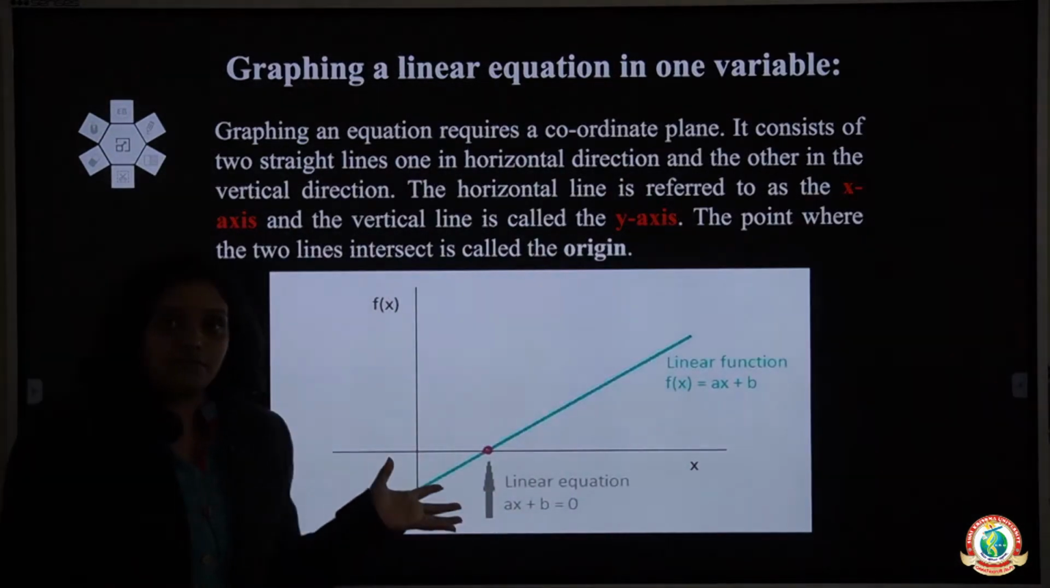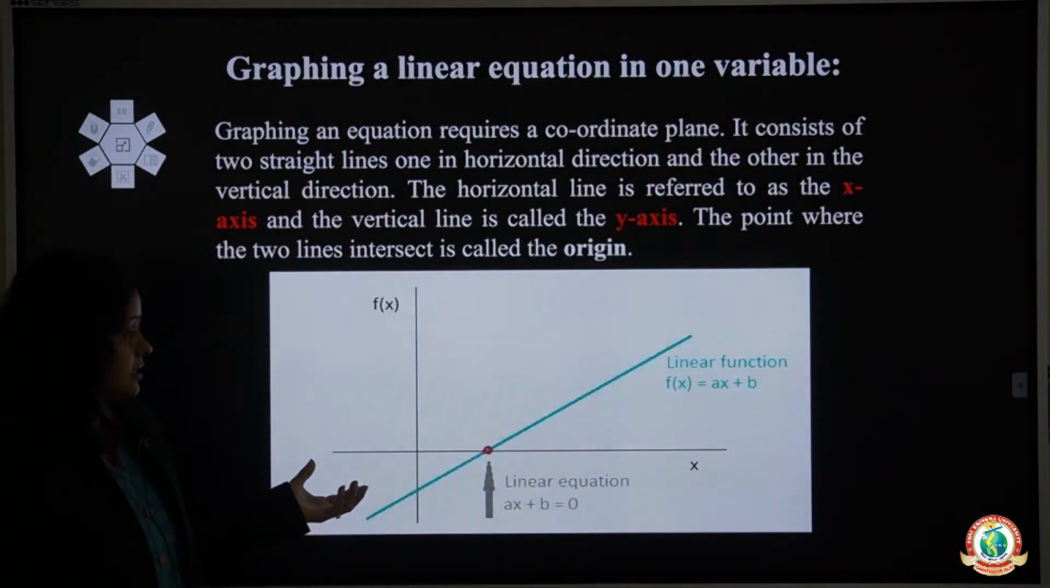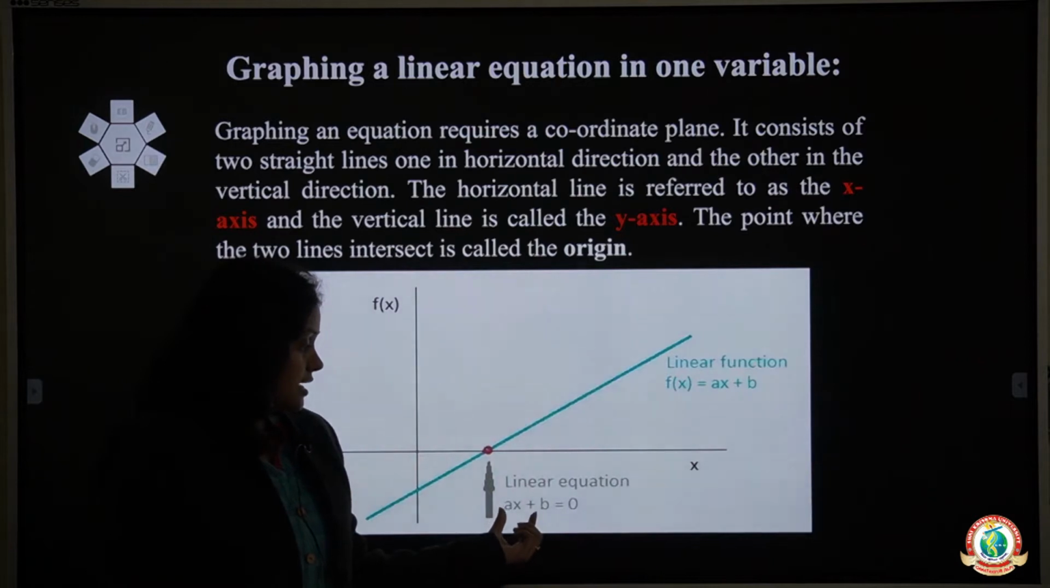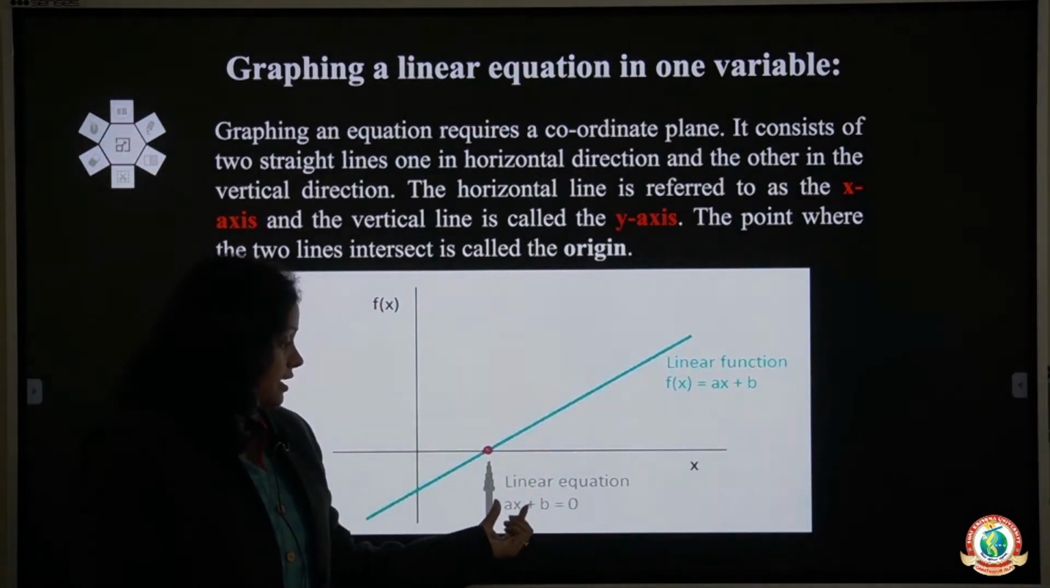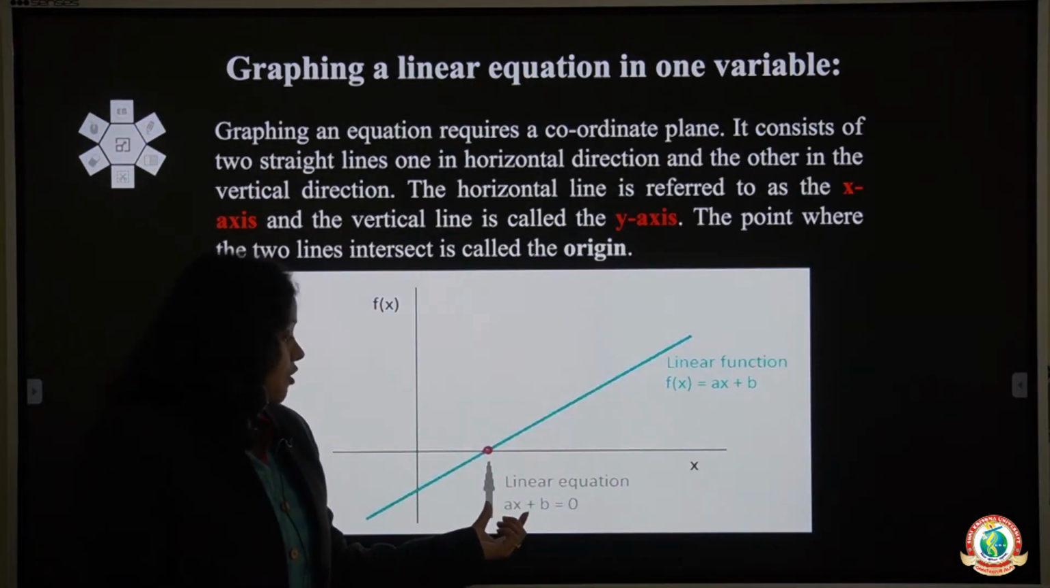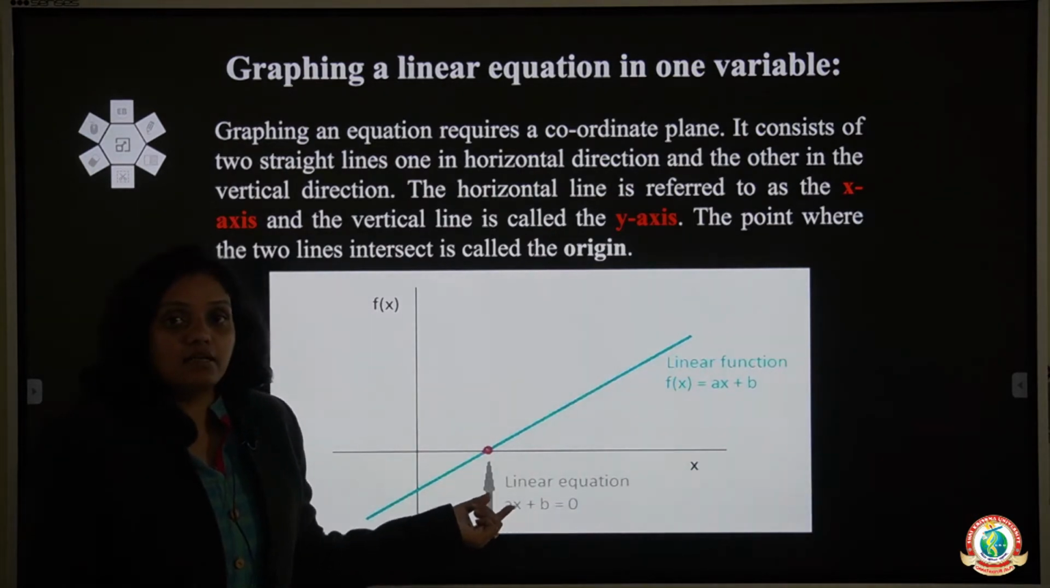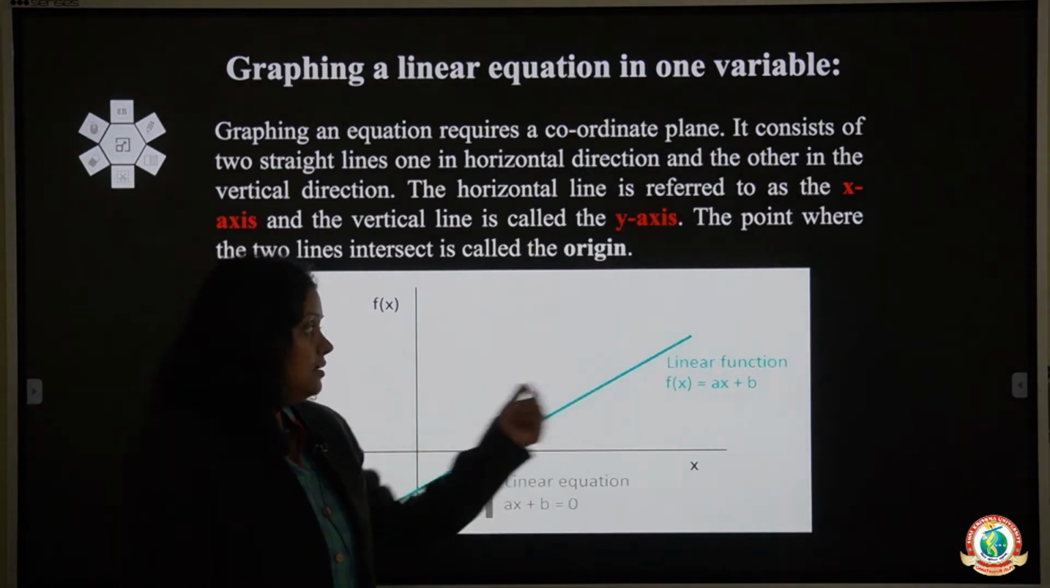In this graph, we can easily see that the linear equation is ax + b = 0, where a and b are constant variables, and x and y are the dependent and independent variables.